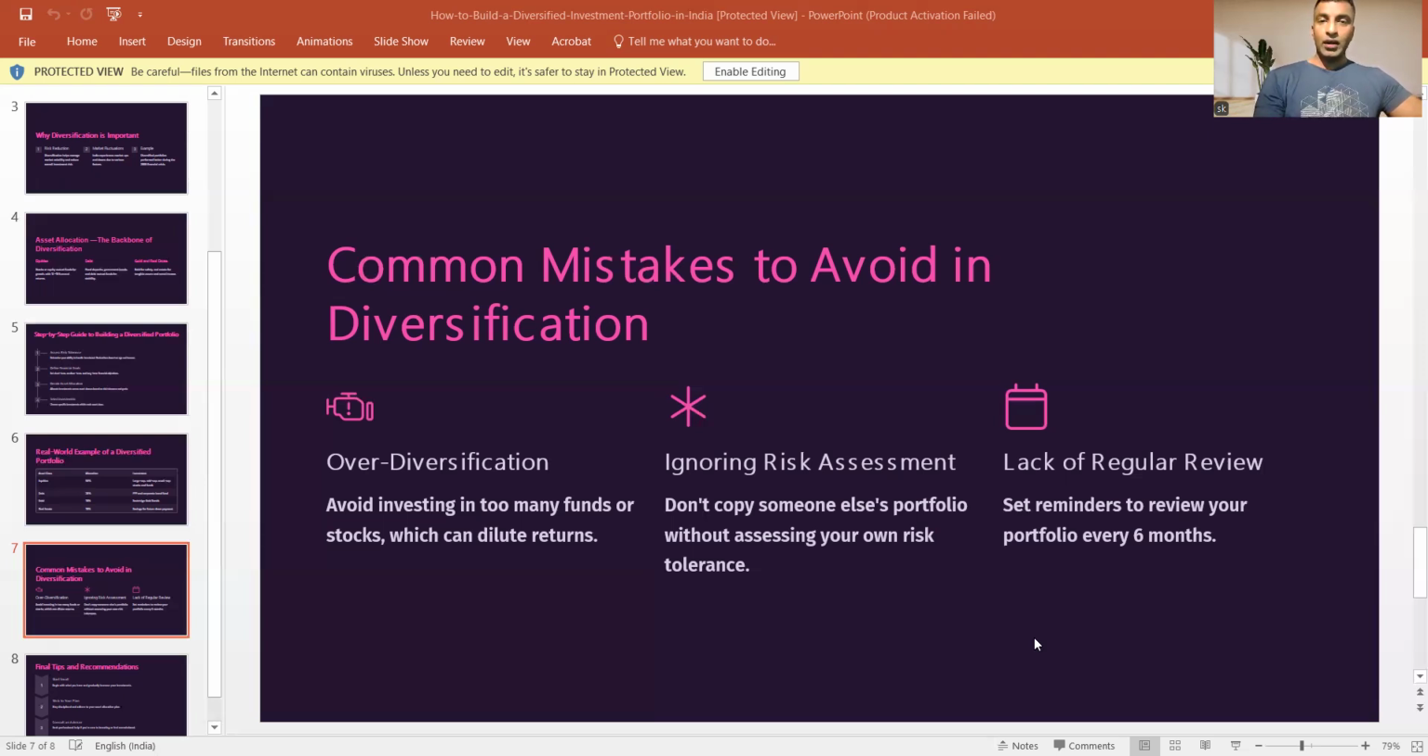Now, coming to this one, lack of regular review. That's something which is again very important. Markets change and your portfolio also. Market keeps moving. It's not a straight line going up. It goes up and down like this, so your portfolio will be like that. So set a reminder to review your portfolio every 6 months or 3 months based on your free time. Or there should be someone who's taking care of this, who's ensuring that it aligns with your goals.